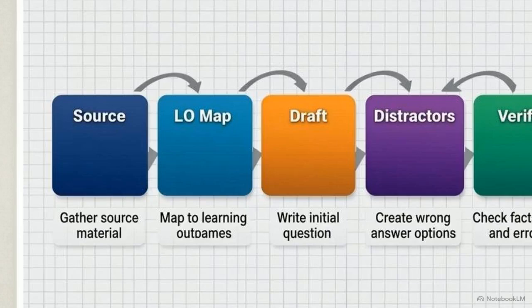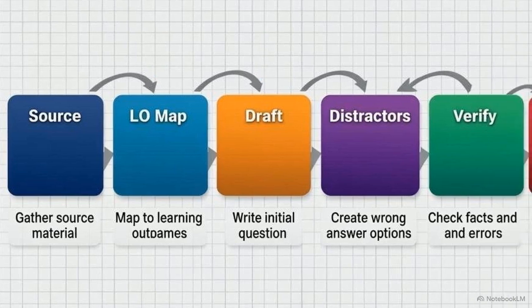This diagram maps the 6 steps of the quiz generation pipeline. Step 1 gathers accurate source materials. Step 2 maps those to learning outcomes. Step 3 is the draft. For this, we use DeepSeek, which follows specific distribution constraints more accurately than other tools.